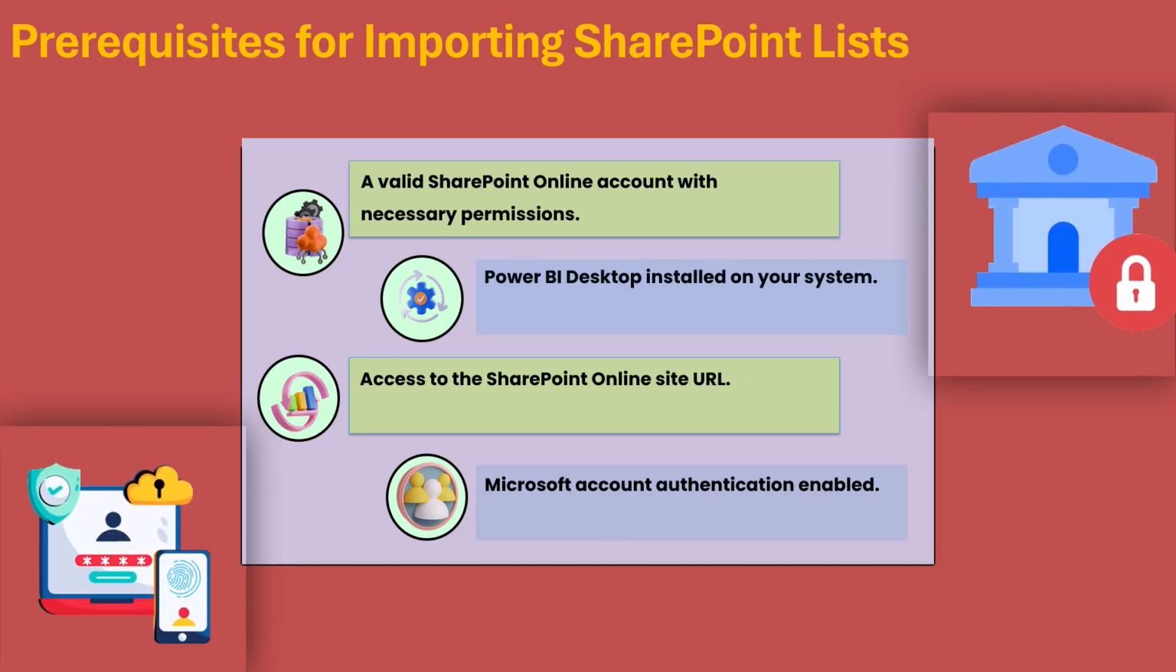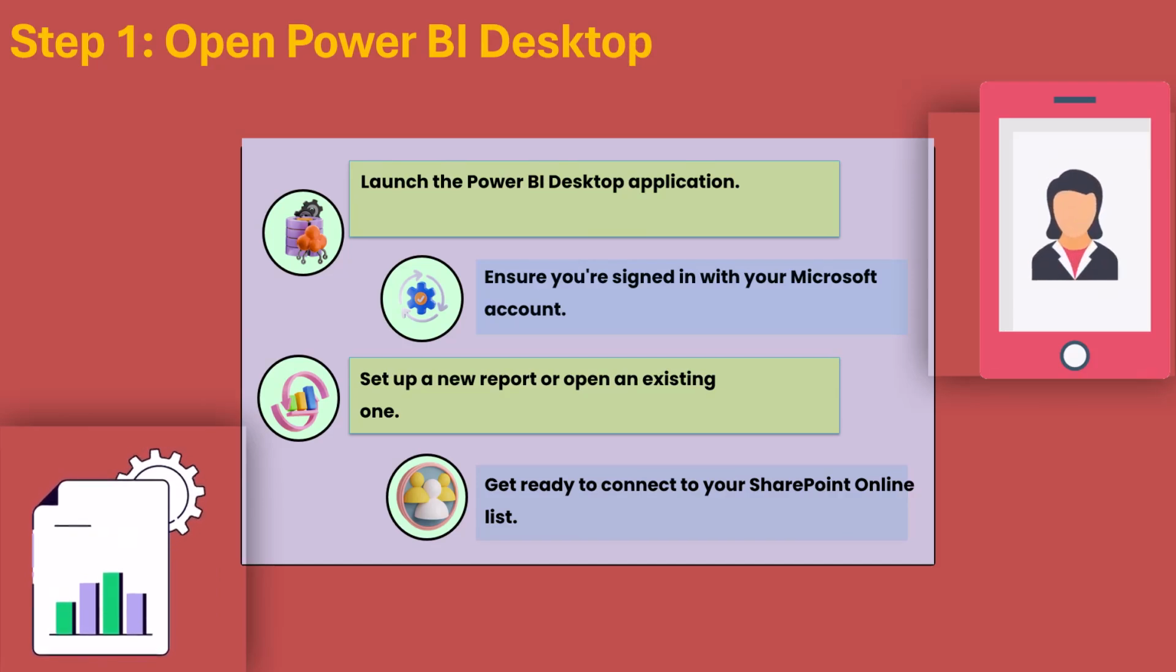Before we start clicking buttons, let's make sure we have everything we need. First, you need a SharePoint Online account with the right permissions, because gatekeeping is real. Next, install Power BI Desktop so you can actually do the magic. You also need your SharePoint site URL, which is basically your treasure map. And finally, you'll authenticate with your Microsoft account, because security matters. All right, let's get started.